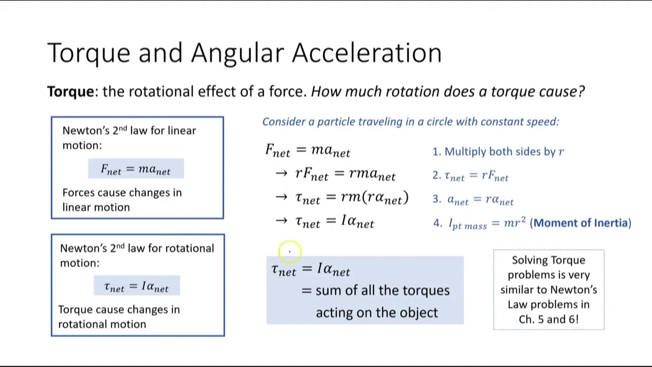Here we're going to say that the net torque acting on an object is equal to the object's moment of inertia times its net rotational acceleration. And that also has to be equal to the sum of all the torques acting on an object, where each one of those torques is due to one of the forces acting on the object.